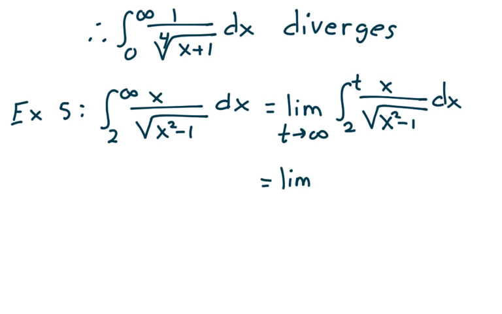So this is the limit as t goes to infinity. Now, notice that the derivative of x squared minus 1 is 2x, but I'm missing a 2. So when I integrate this guy, I'm going to get square root of x squared minus 1. And I'm going to go from 2 up to t. Because, we can come over here for a second.